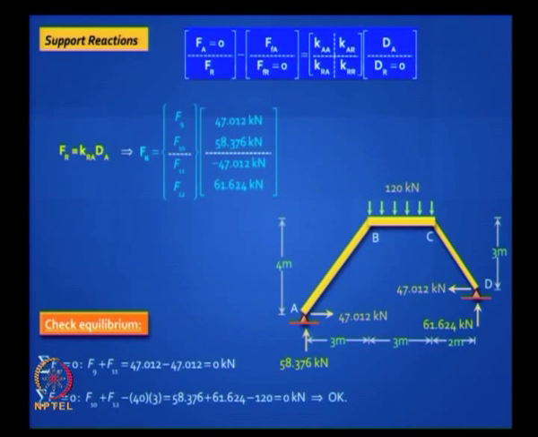Well, the least you can do is check force equilibrium. So sigma Fy should add up to 0. Those 2 vertical reactions should add up to the total load of 120 kilonewton, and the horizontal reactions must cancel out, right. So it makes sense.